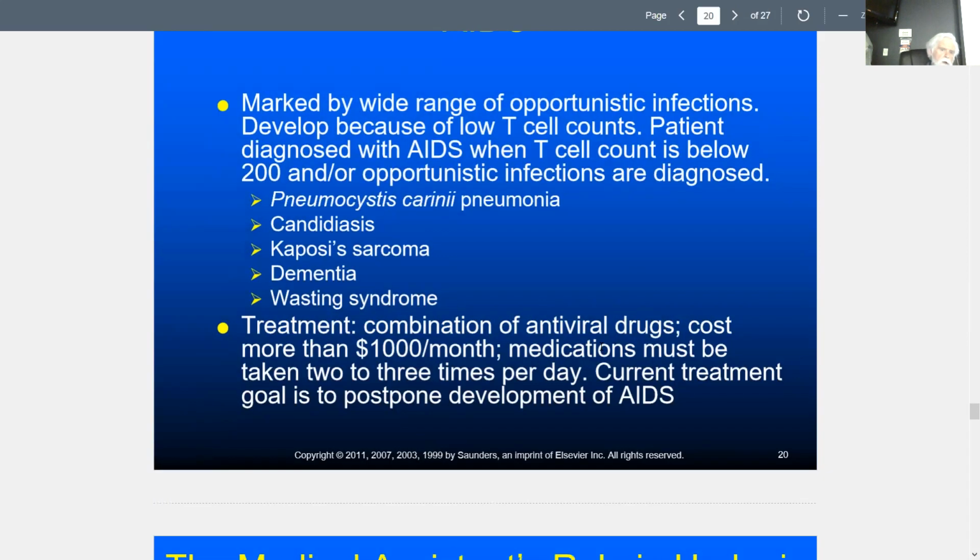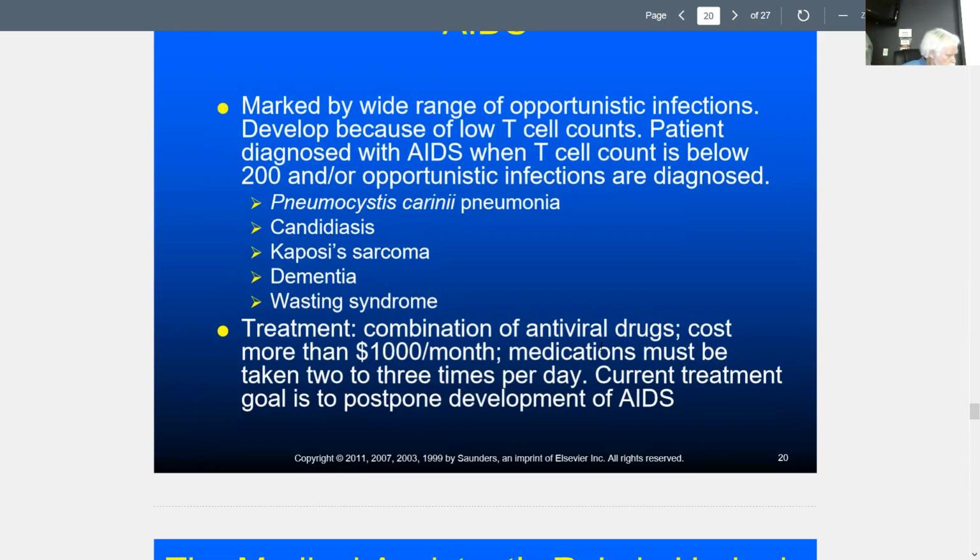Kaposi sarcoma is a skin cancer that has some very specific characteristics. The lesions are misshapen, dark, sunken areas. It is almost never seen in otherwise healthy people. Okay. It's very much a disease of the immune suppressed.